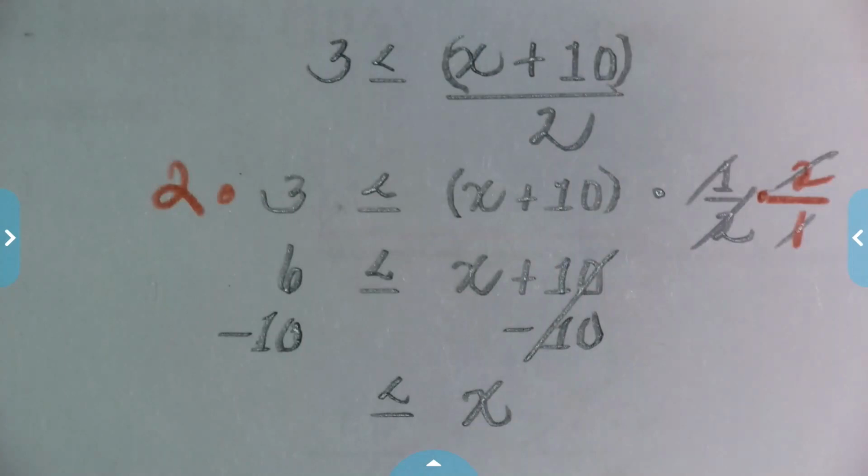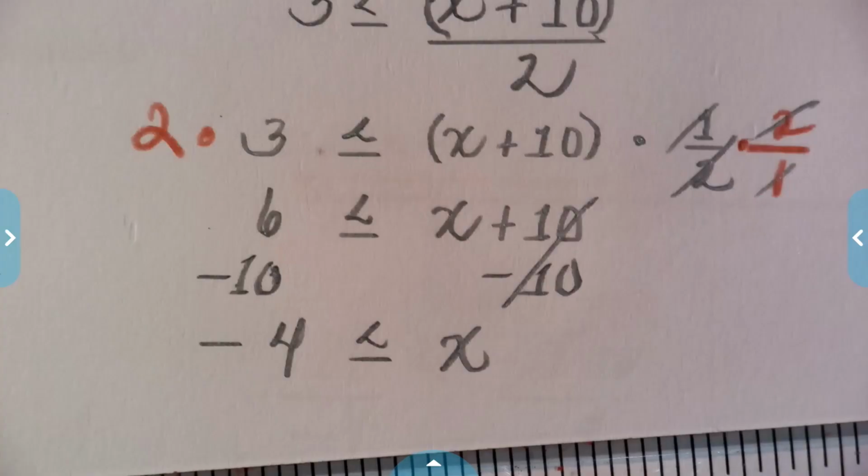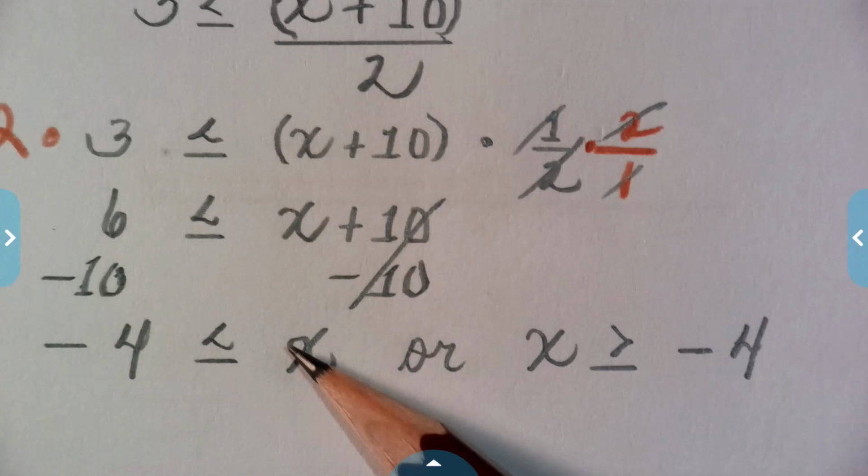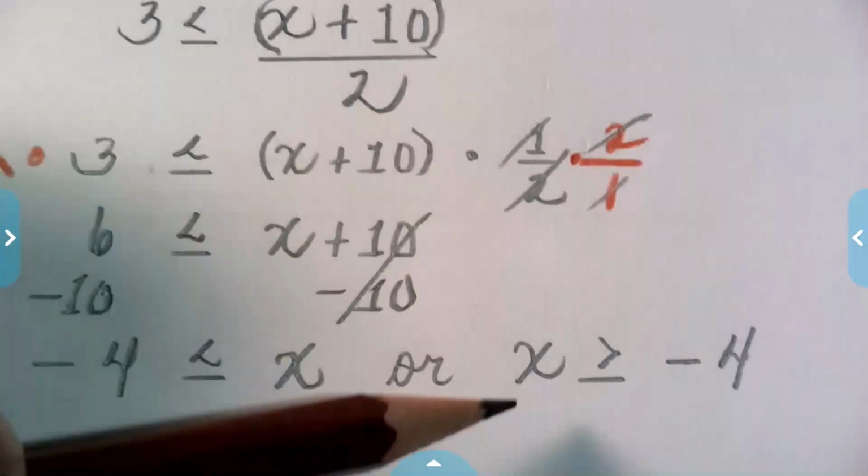I've got negative 4 less than or equal to x, or x is greater than or equal to negative 4. Okay. I prefer this way of reading it, but you can read it backwards. X is greater than or equal to negative 4. But I like reading it left to right. X is greater than or equal to negative 4.